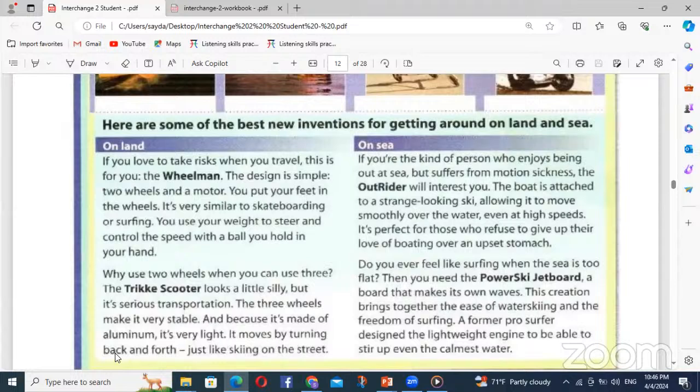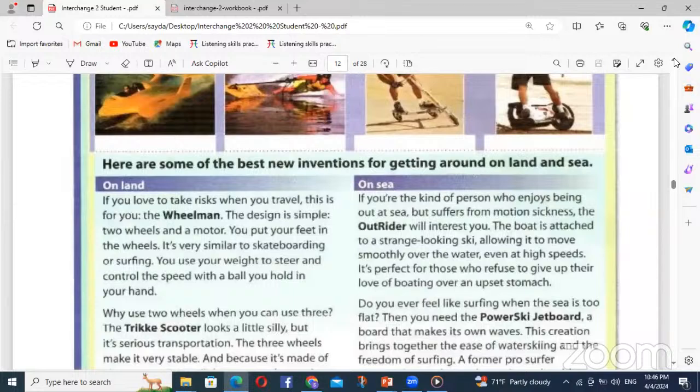It moves by turning back and forth. Turning back ترجع لورا وقدام. Forth قدام. Just like skiing on the street. يبقى ده which one is it? Number 3. Number 3. Okay.